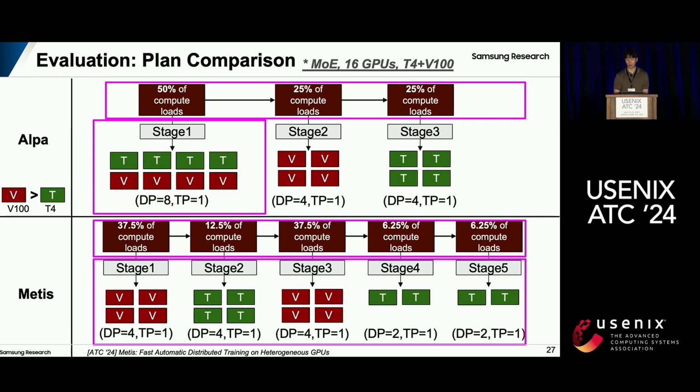But please note that Metis also explores device groups consisting of heterogeneous GPUs, like stage 1 in Alpa, and balances the intra-stage load by configuring different mini-batch sizes for heterogeneous GPUs. But in this example, Metis just selects the plan shown in this slide as the best one based on the cost comparison.